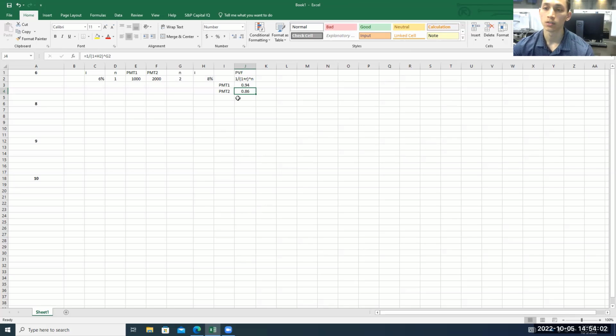So from here, to actually find the present value of each of the payments, all we have to do is multiply payment number 1 by its corresponding present value factor, and then payment number 2, $2,000, by the 0.86, the present value factor. So let's go ahead and work this out. We'll take the $1,000 from payment 1, multiply it by the corresponding present value factor, and that will give us $943 present value of number 1, and we'll do the same thing for number 2.